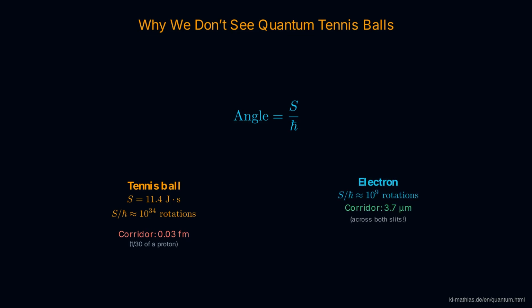An electron in the double slit has far less action, only about 10 to the power of 9 rotations. And its quantum corridor is 3.5 micrometers wide, enough to explore both slits. That's why electrons show interference and tennis balls don't. No difference in principle, just a difference in scale.